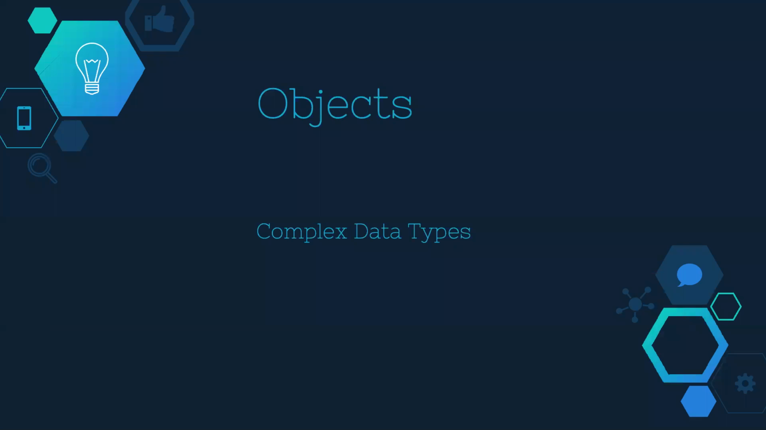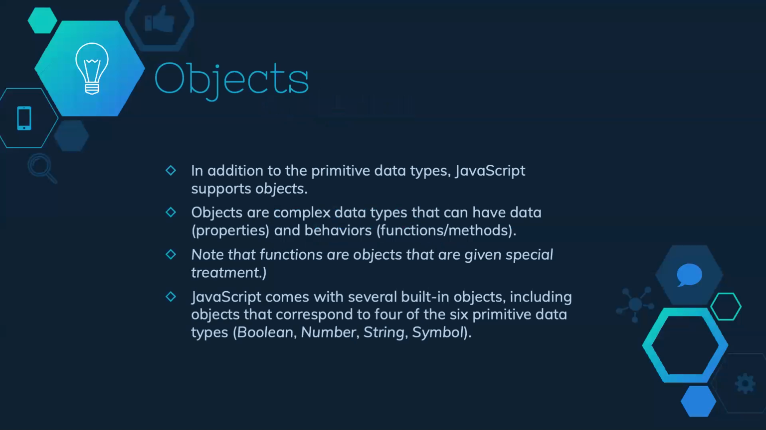So now they have this thing called an object. What we've covered so far are the basic primitive data types. JavaScript supports objects, which are more complex data types. They have properties, which is data, and also behaviors. Basically, you think of it as passing in an object: you can pass a message to it, tell it what to do, and it can also give you an output.